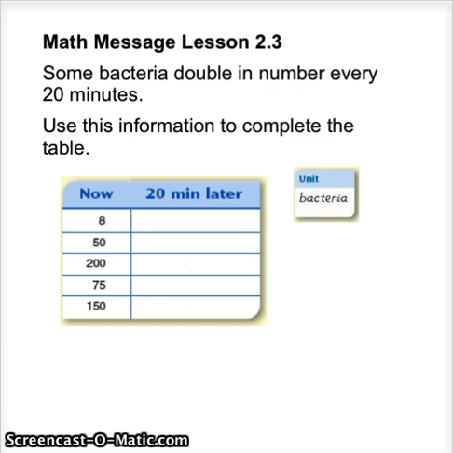So, bacteria, which are very, very small, can double in number every 20 minutes. So, the rule here is double. Because if you notice, now and 20 minutes later. So if now there are 8 bacteria, which is the first number in the table, and notice over here that the unit is bacteria, so all these numbers stand for bacteria. If there starts with 8 bacteria, 20 minutes later the number will double.